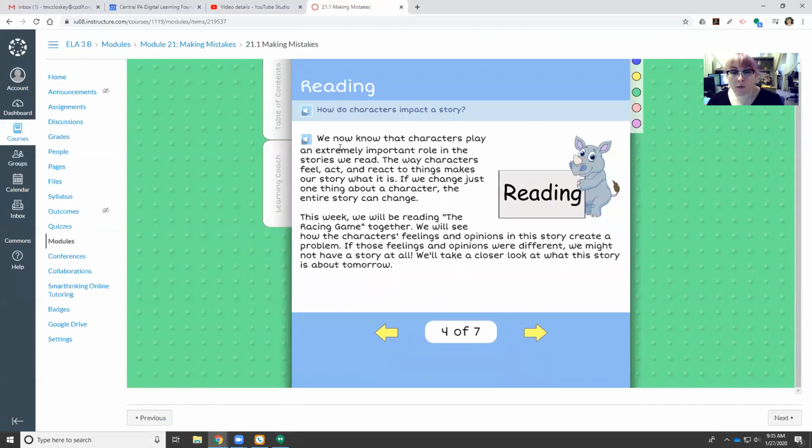Reading. So we are talking about how characters impact a story. And this week we're reading The Racing Game. So we'll see how the characters' feelings and opinions in the story create a problem. And if those feelings and opinions were different, we might not have a story at all. So we'll take a close look at what this story is about tomorrow. So you can read more about this here. And again, you can listen and follow along or just read.